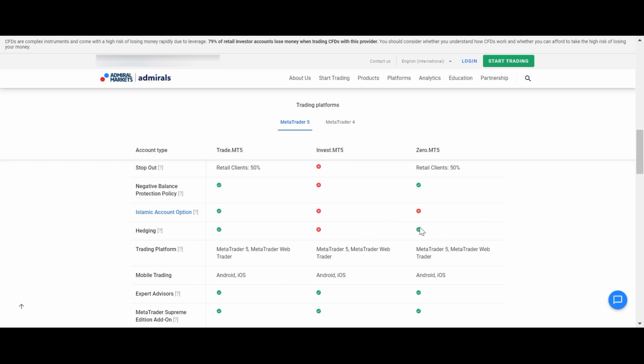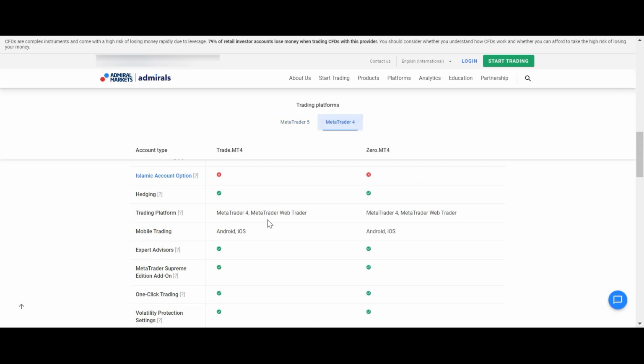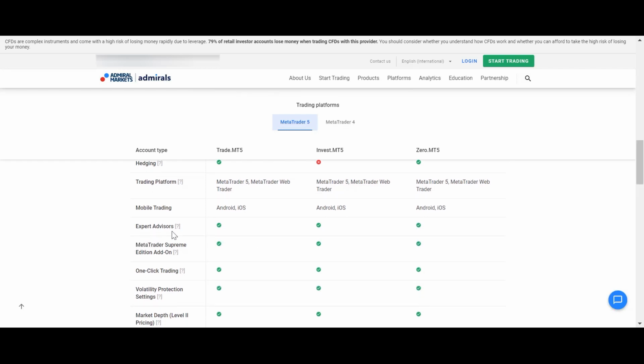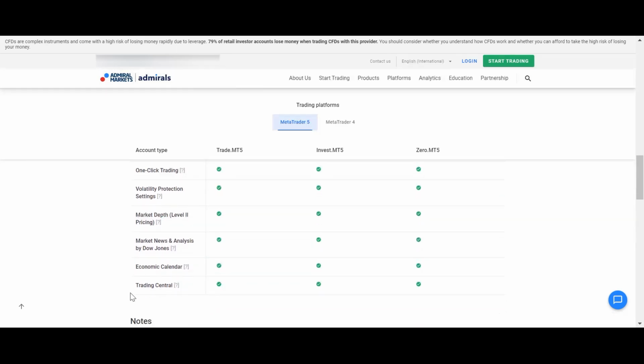For all our trading accounts, you can use MetaTrader 4, MetaTrader 5, WebTrader, Android, and iOS applications. Moreover, on all our accounts, you can use expert advisors, Supreme Edition, one-click trading, volatility protection settings, market news, analysis by Dow Jones, and economic calendar. Please note that market depth level 2 pricing is available only on the platform MetaTrader 5. You can also click on the particular criteria in order to see the definition of it.